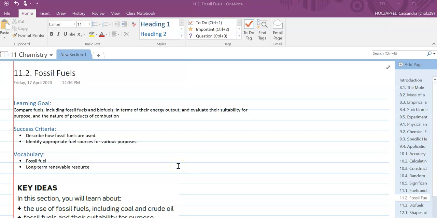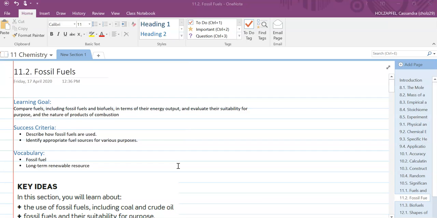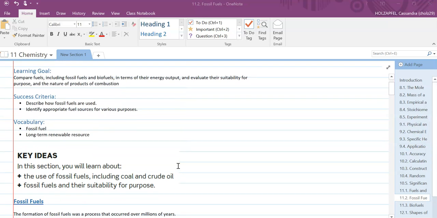So today we're going to be looking at fossil fuels and we're going to compare some different kinds of fossil fuels in terms of their energy output and evaluate their suitability for particular purposes. So to be successful today, I want you to be able to describe how fossil fuels are used and to identify appropriate fuel sources for different purposes.